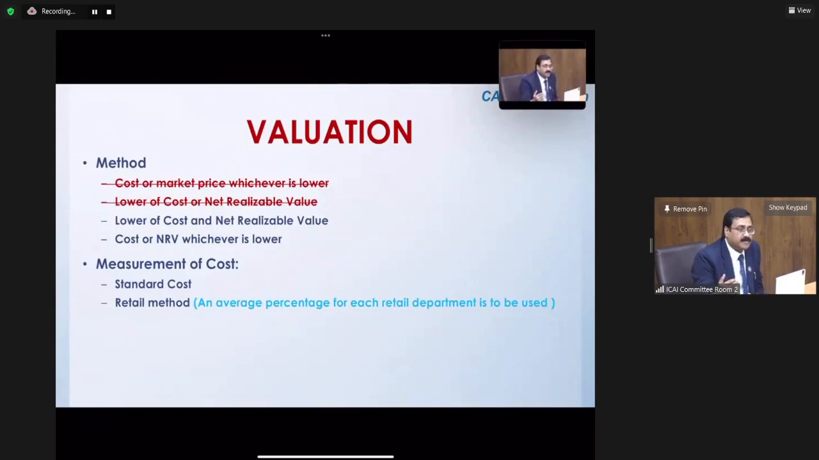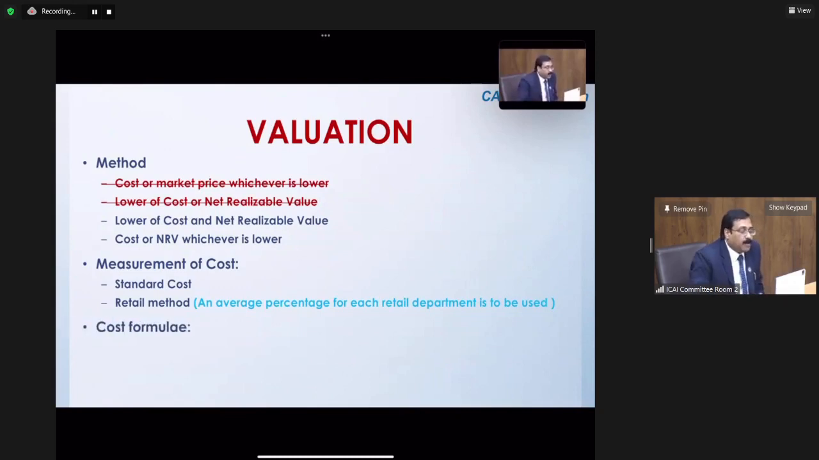What I'm talking to you is very important in the various, I would say, smaller towns also, or in the bigger towns also, where there is an old practice in the case of, I would say, non-corporates to value at retail method, even though it is a manufacturing concern. So one has to be very careful. So which measurement of cost you can take.